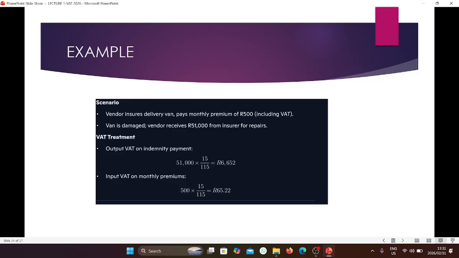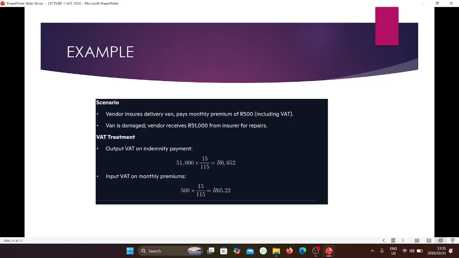Here's an example. A VAT vendor insures a delivery van and they pay a premium of 500 per month, including VAT. The van is damaged. The vendor receives 51,000 from the insurer for repairs. So this is what happened. They have a van. They insured that van and they were paying 500 rand to insure that van per month, and that amount was inclusive of VAT. Now it happened that the van was damaged.